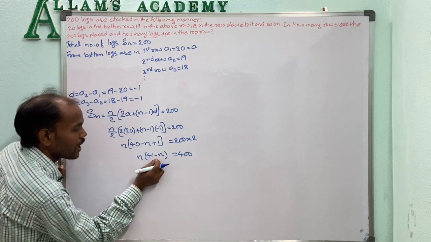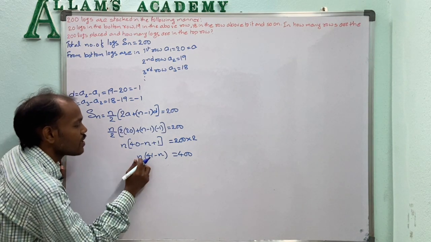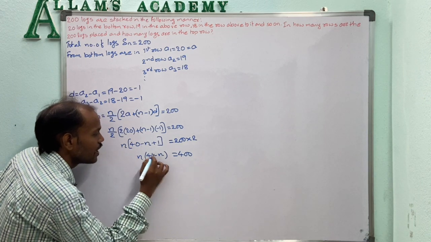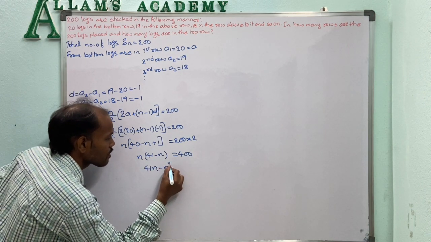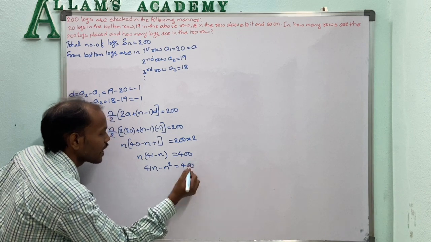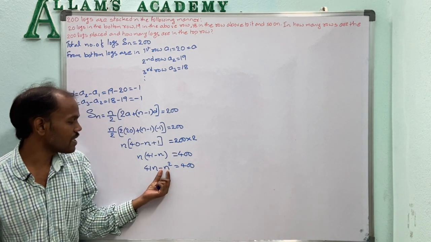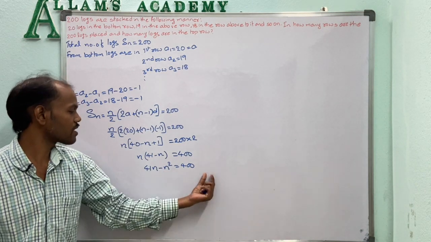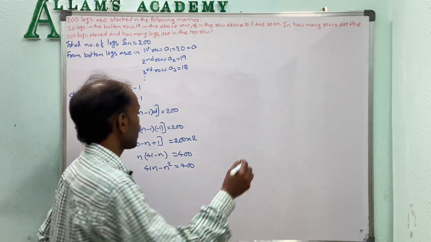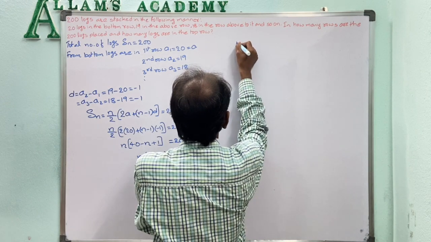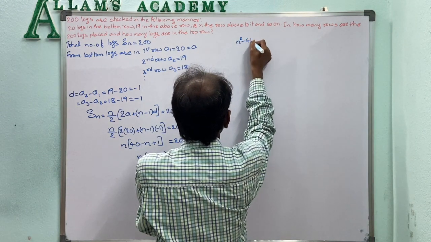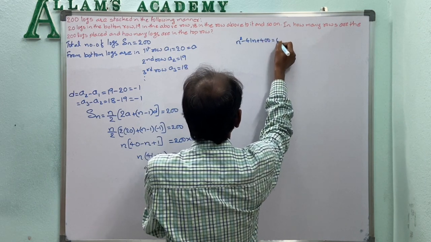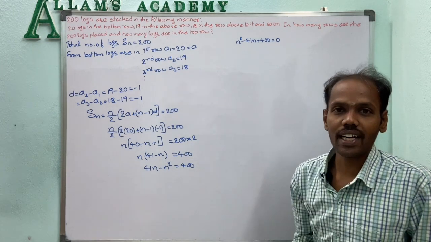Now n multiplied with (41 minus n): n into 41 is 41n, and n into minus n is minus n square, equal to 400. Now transferring minus n square plus 41n to the RHS gives plus n square minus 41n. So n square minus 41n plus 400 is equal to 0. Now here we get the quadratic equation.